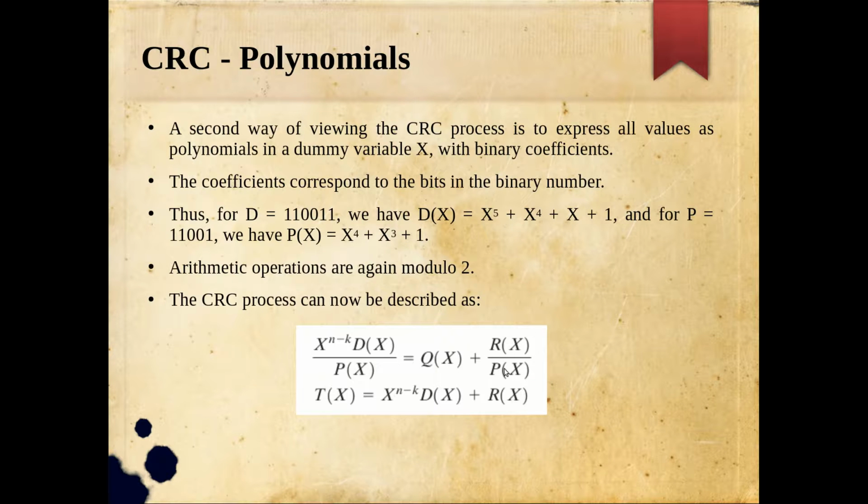So we will stop at the point when the remainder is at least 1 degree less than that of this particular pattern. That is the point where you stop, and now this remainder you will take as the frame check sequence, or error detecting sequence, and you will append it to the end of the original message, that is d of x multiplied by x power n minus k. You perform the polynomial addition of this with r of x. Same process, but now we are viewing it as a polynomial, that's all.